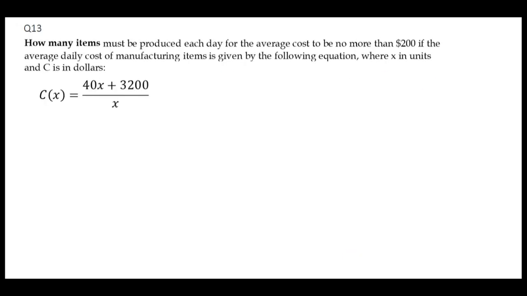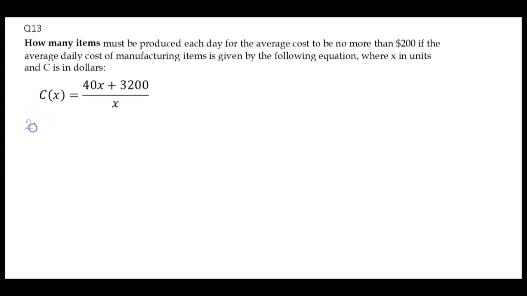Now next question. Question 13. How many items must be produced each day for the average cost to be no more than $200 if the average daily cost of manufacturing items is given by the following equation, where x is in units and C is in dollars?